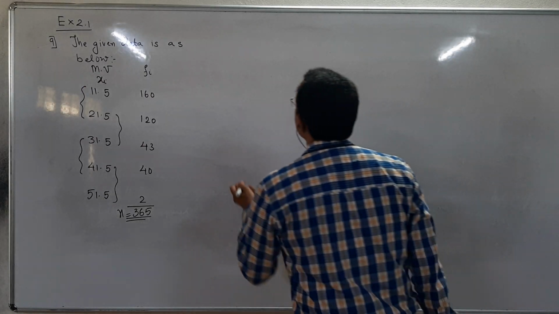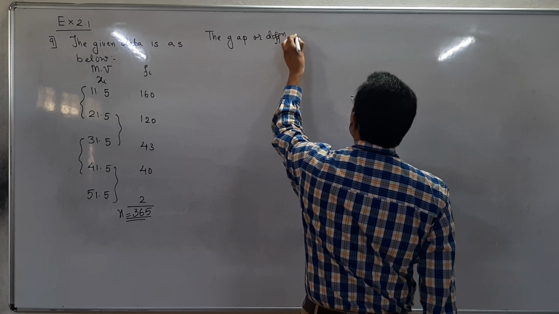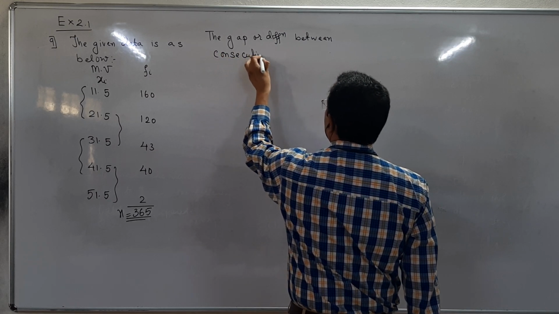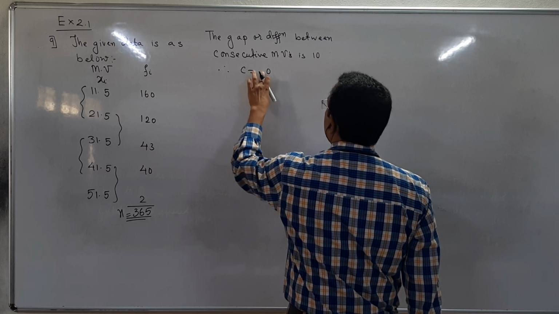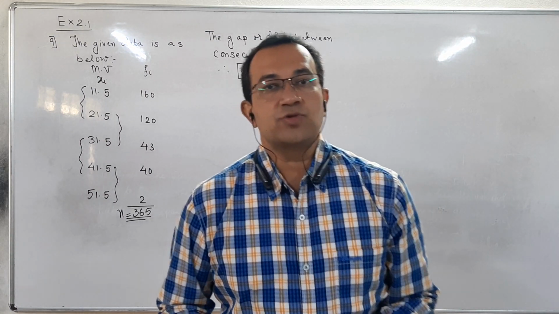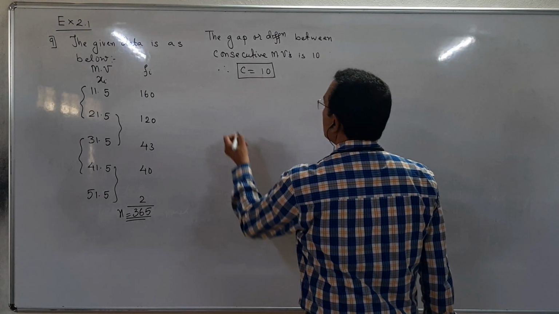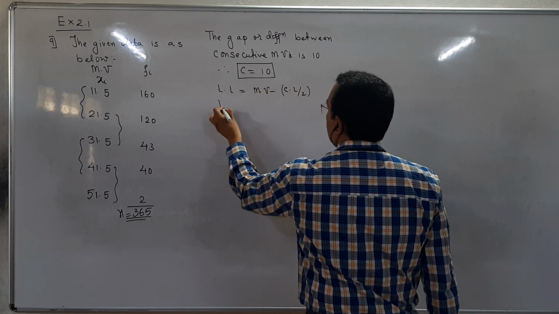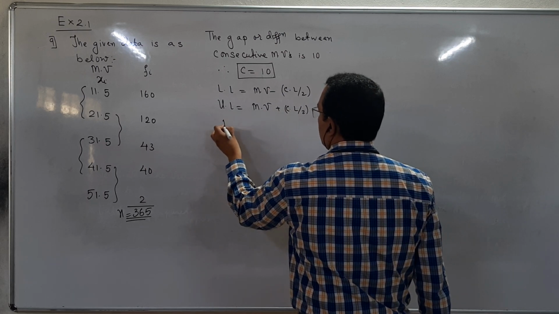So we write here the gap or difference between consecutive mid values is 10. Therefore, class length C is 10. Because class length was not given. And without class length, students, we cannot use those formulas to find lower limit and upper limit of a class. So lower limit is equal to mid value minus half the class length, and upper limit is equal to mid value plus half the class length. Now I am showing for first class.